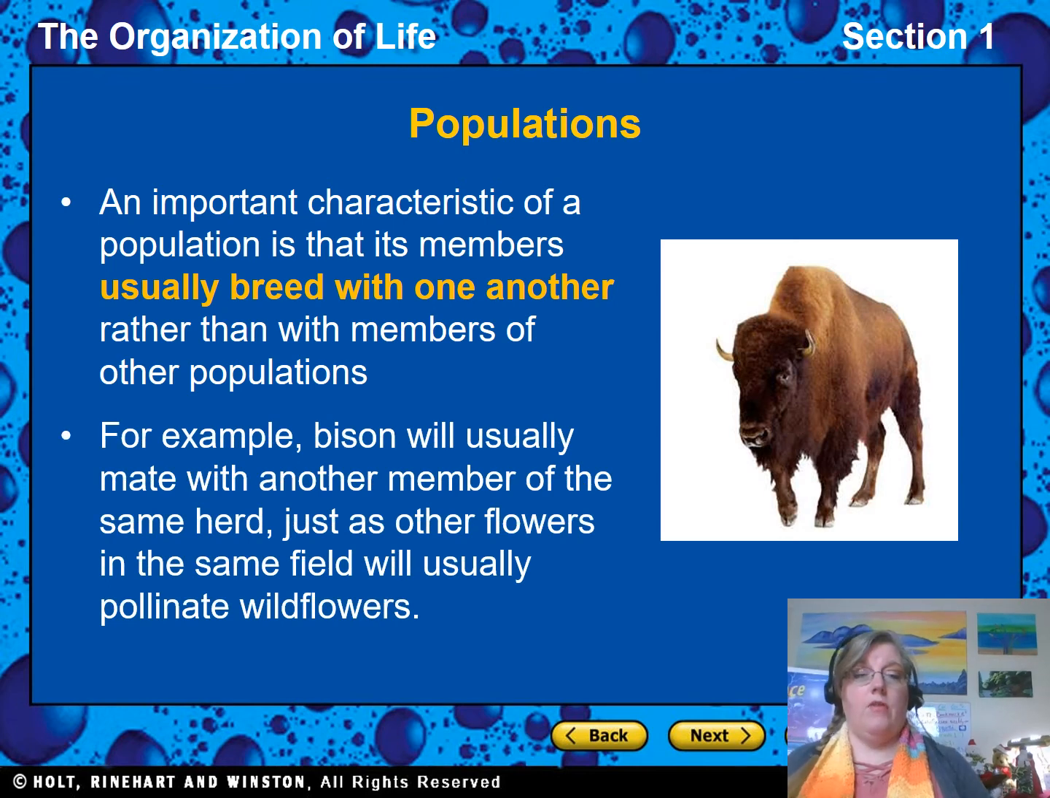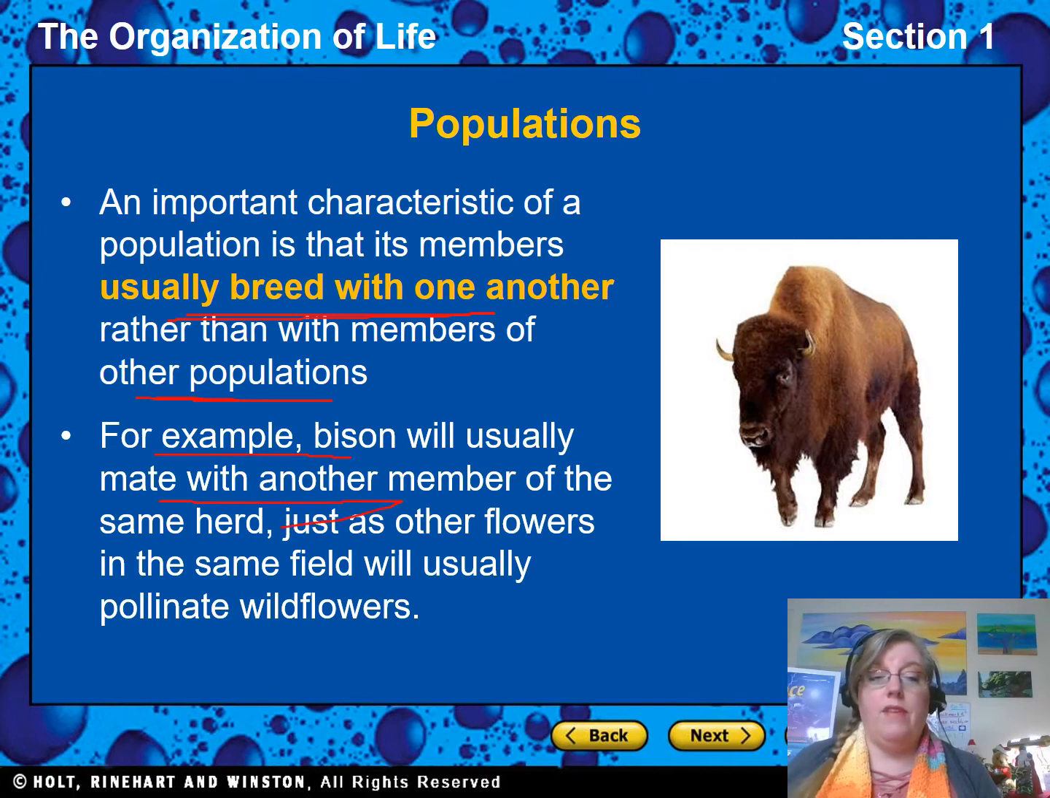Another important characteristic of the population is they will usually breed with one another rather than with members of other populations. So that's probably part of what keeps it together. For example, bison will usually mate with another member of the same herd. They're the same population, the same herd. Wildflowers will pollinate with other members in the same field.